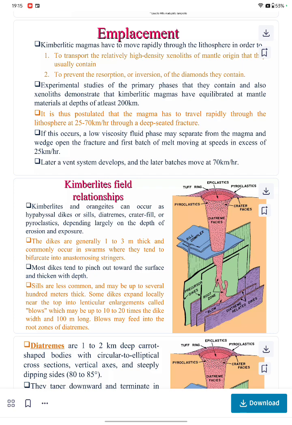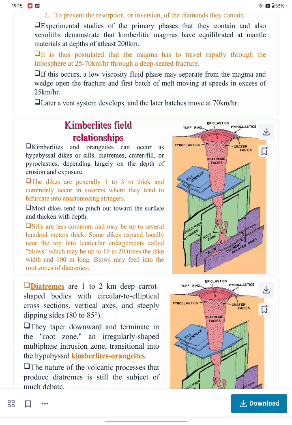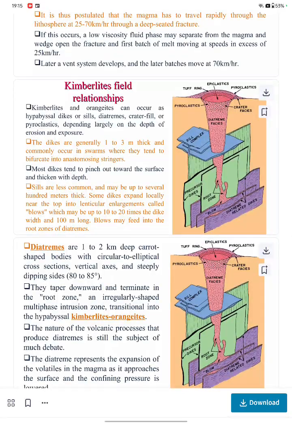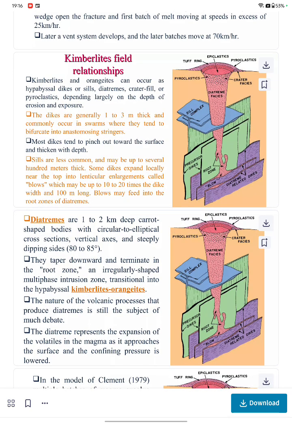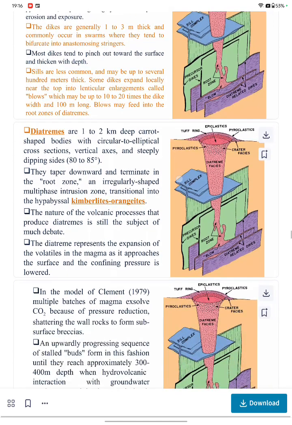So kimberlites and orangites occur as hypabyssal dikes and sills, diatremes, crater fills, and pyroclastics, depending largely on the depth of exposure and erosion. Dikes are generally 1 to 3 meters thick and commonly occur in swarms, where they tend to bifurcate into anastomosing stringers. Most dikes tend to pinch out towards the surface and thicken with depth. Sills are less common and may be up to several hundred meters thick. Some dikes expand locally near the top into lenticular enlargements called blows, which may be up to 10 to 20 times the dike's width, and 100-meter long blows may feed into the root zone of the diatremes.